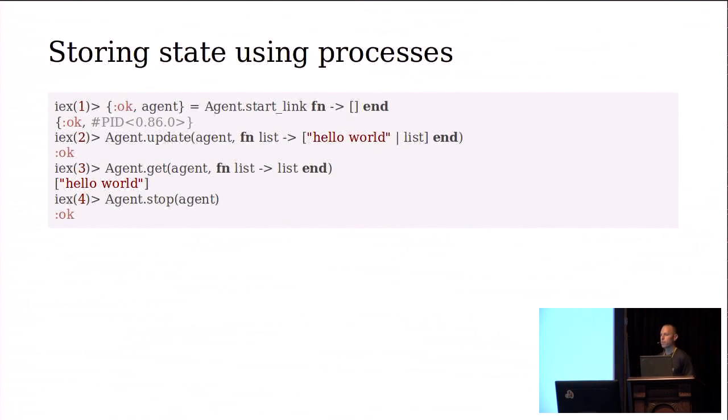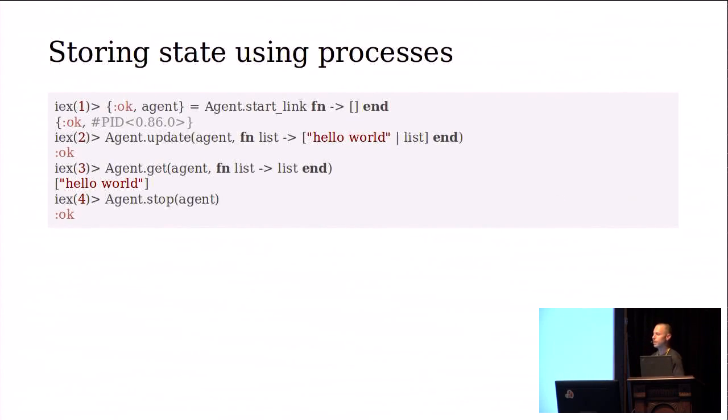So in this example, we are using Agent to first start a process, and we initialize the state to an empty list. When the process is created, it will return a tuple with the atom :ok as the first item. And as a second item, it will return the process ID of the process that was created.